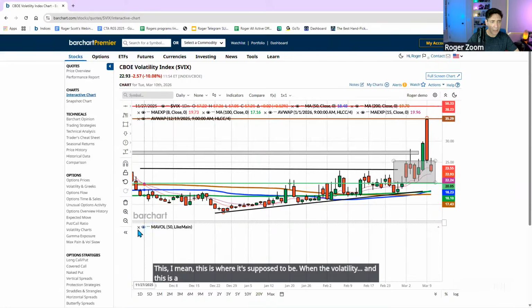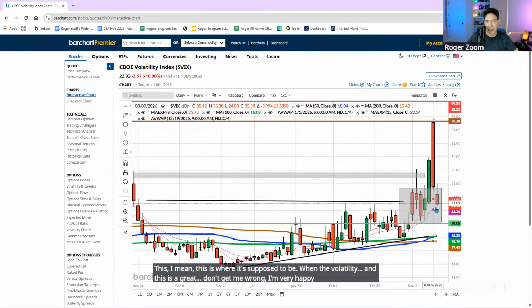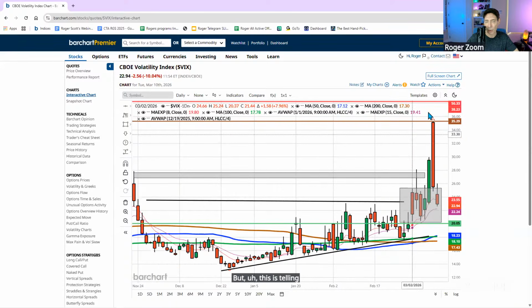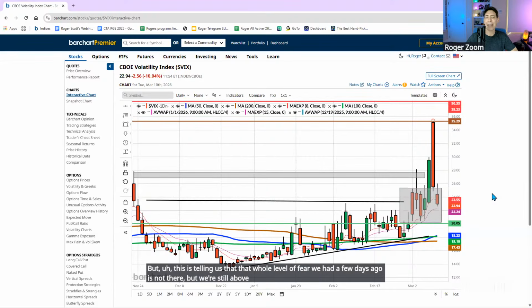Don't get me wrong, I'm very happy. This is about as good as it's going to get. This is beautiful. But this is telling us that the whole level of fear we had a few days ago is not there. But we're still above 20. Anytime we're above 20, that's danger zone.